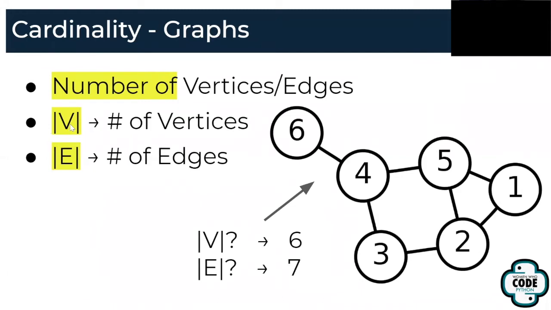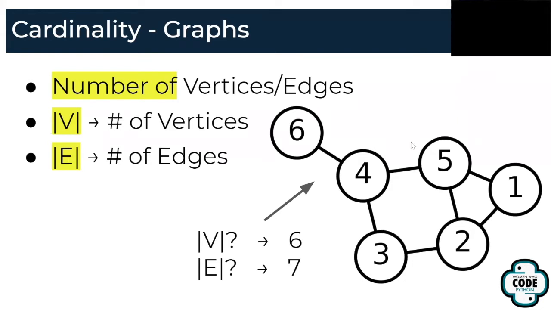So we have V, which is a set of vertices. And if we enclose it with two bars, it means the cardinality of vertices, or the number of vertices. And the E enclosed with two bars means the cardinality, or the number of edges.